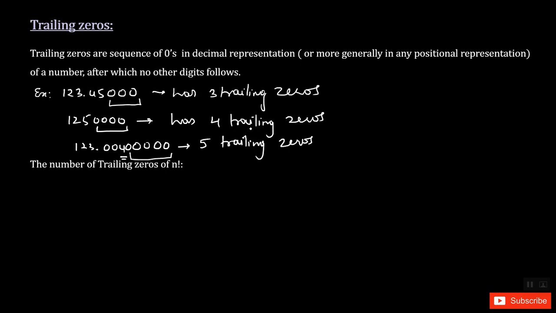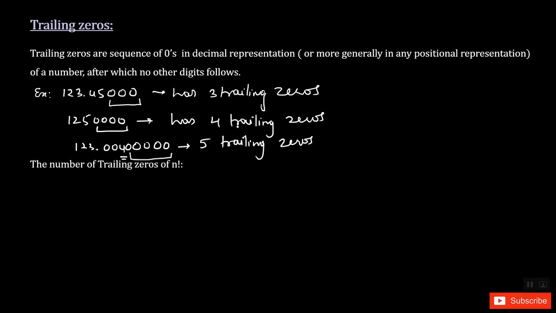Sometimes you get a question to find the number of trailing zeros in n factorial. They'll give you an example, like find the number of trailing zeros in 20 factorial. It means 20 factorial ends with how many zeros. When you simplify it, 20 times 19 times 18, till you go down to 1, you multiply all those numbers, and the end result has how many zeros. That's finding the number of trailing zeros for n factorial.